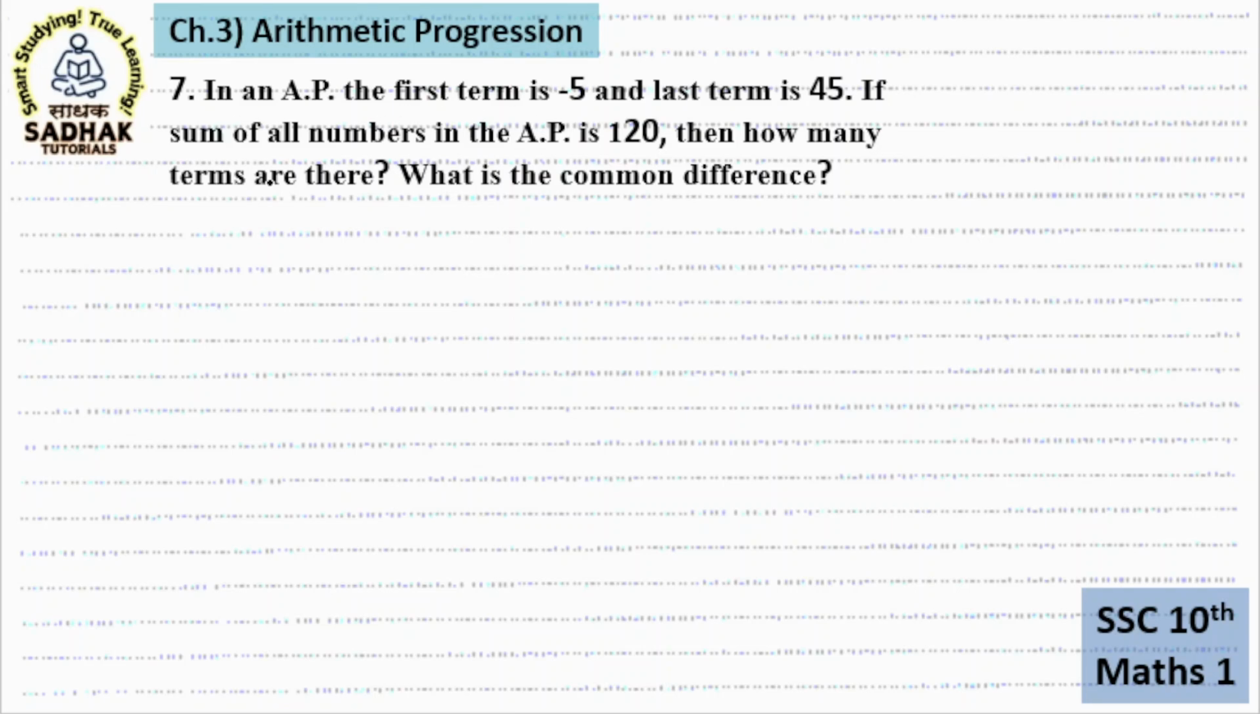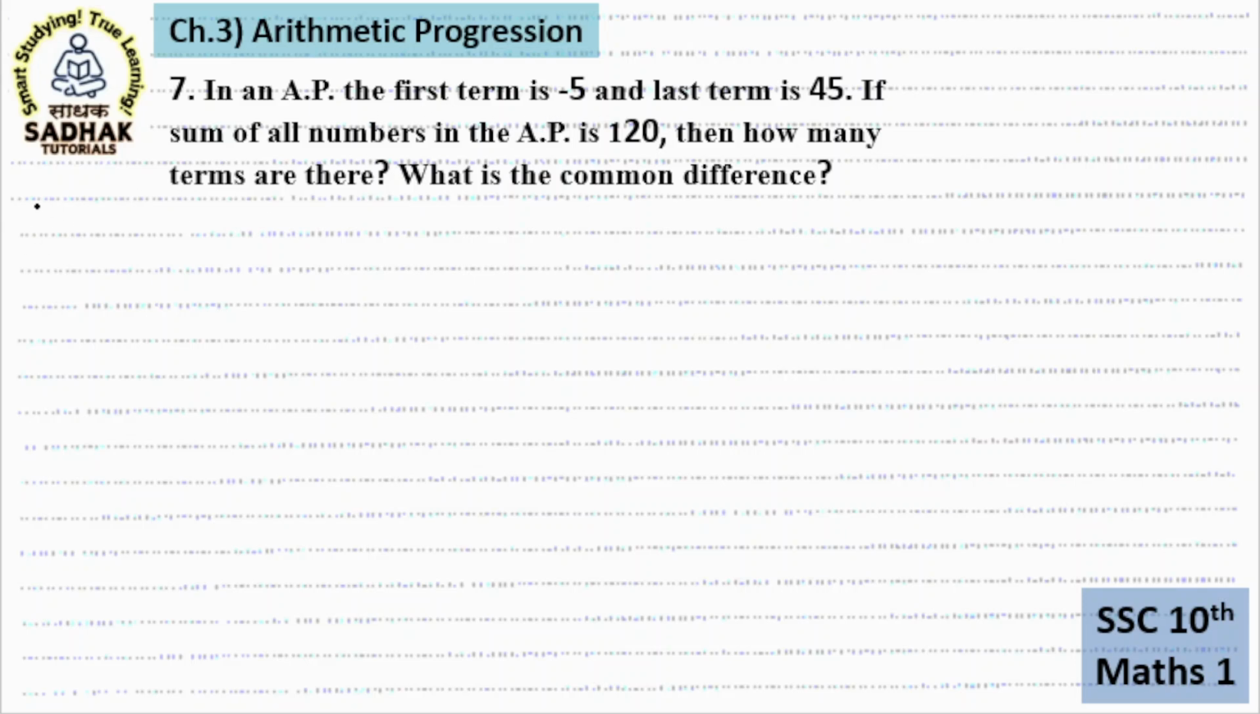In this, they have given us the first term of the AP is minus 5, the last term of the AP is 45, and the sum of all the numbers in that AP is 120. Then how many terms are there? That means we have to find the number of terms, that is the value of n, and then the common difference, so d we have to find. Okay, so let us write whatever is given.